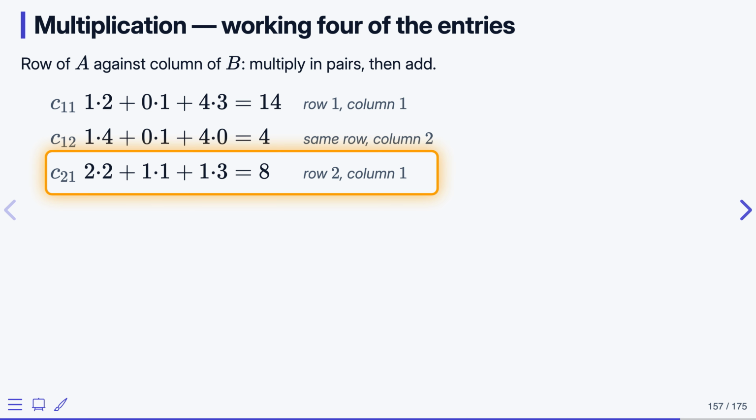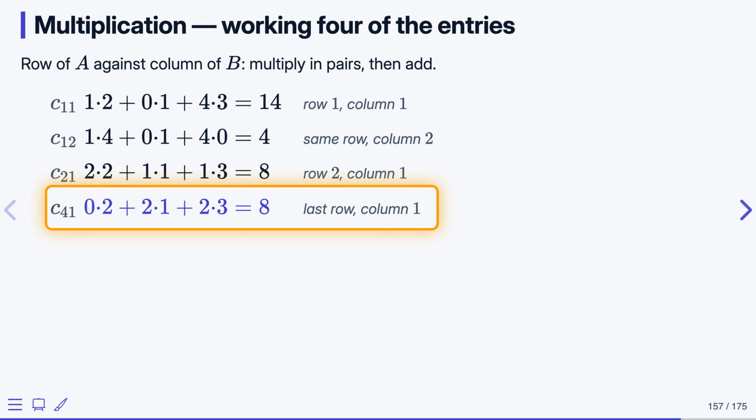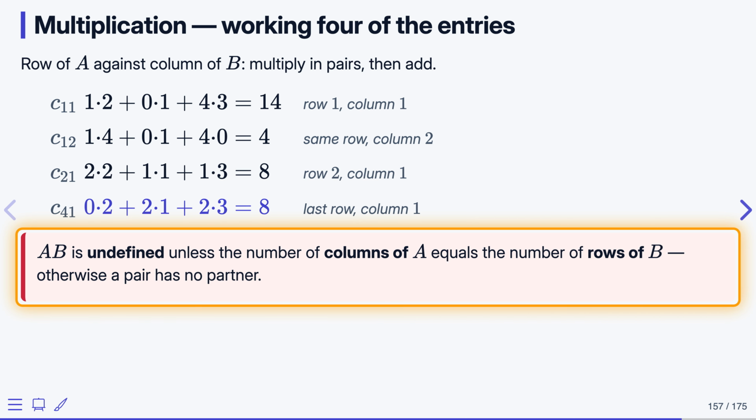Entry C21. Now row 2 of A, which is 2, 1, 1, against column 1 of B. 2 times 2 is 4, 1 times 1 is 1, 1 times 3 is 3. Add 8. Entry C41. Row 4 of A is 0, 2, 2, against column 1 of B. 0 times 2 is 0, 2 times 1 is 2, 2 times 3 is 6. Add 8. Every entry is found the same way. Pick its own row from A and its own column from B. One warning before we move on. A times B is undefined unless the columns of A match the rows of B, otherwise some number in the row would have no partner in the column.